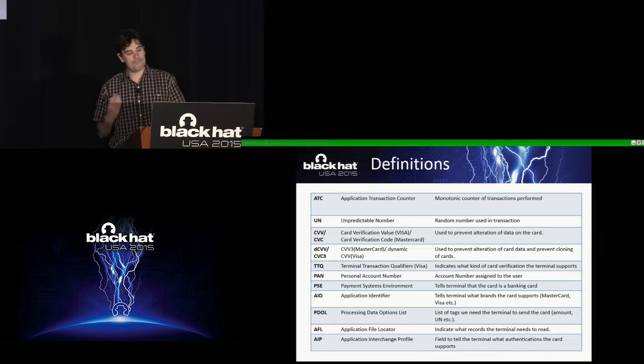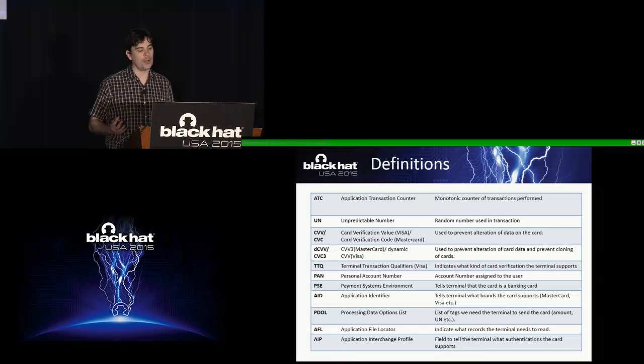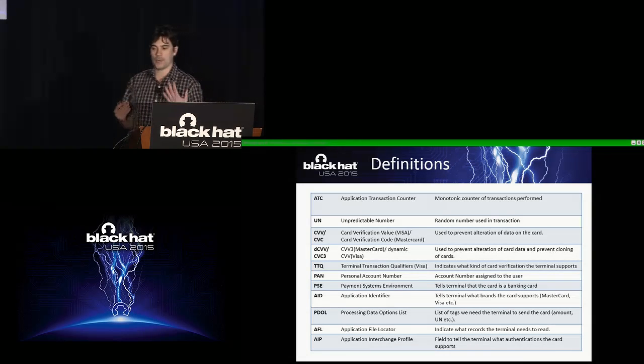And the final one really to note for this talk is the CVV or dynamic CVV codes. We're all fairly familiar with CVV codes. They're what you enter when you're doing an online purchase. They're printed on the back of a card. These codes are used to ensure that the track data hasn't been changed and are used to prevent and detect any fraud.